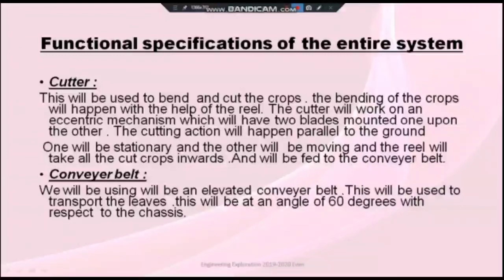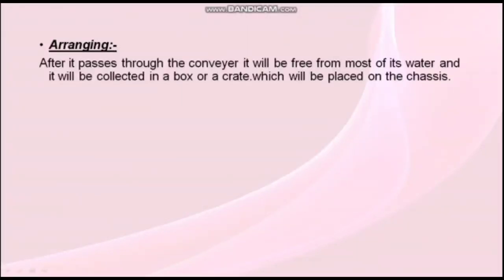We will be using an elevated conveyor belt system. This will be used to transport the leaves. This will be at an angle of 60 degrees with respect to the chassis. This will help us to save some space on the chassis. Collecting: after it passes through the conveyor belt, it will be free from most of its water and will be collected into a box or a crate, which will be placed on the chassis.